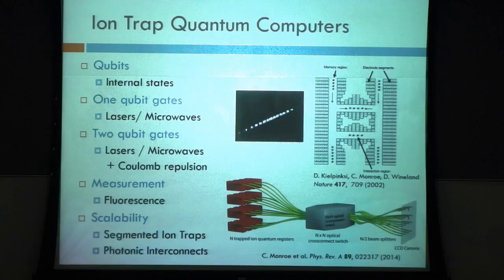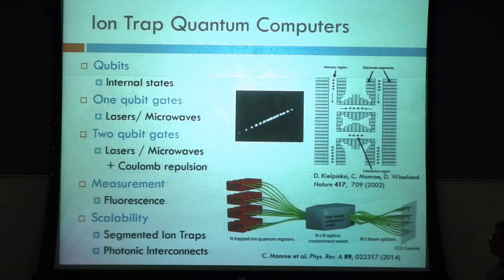All right, so here's this list of criteria. The qubits are going to be the internal states of ions. This is a picture of single atomic ions trapped in my lab here at Georgia Tech, calcium ions. One qubit gates are done by lasers or microwaves. Two qubit gates are done by lasers, microwaves, or Coulomb repulsion. Measurement is through the fluorescence of the ions. You can see they're quite bright.